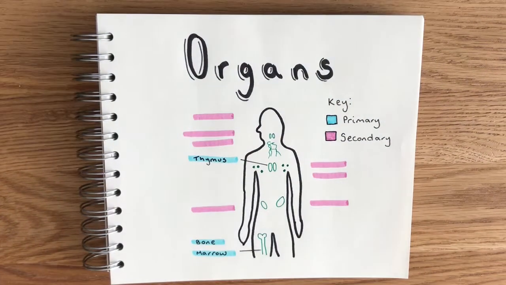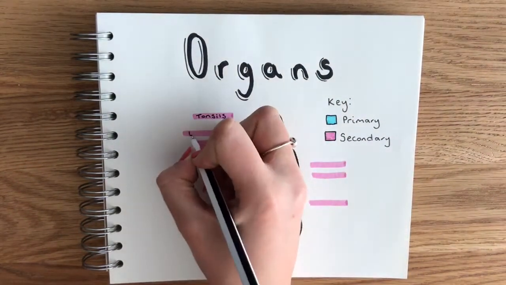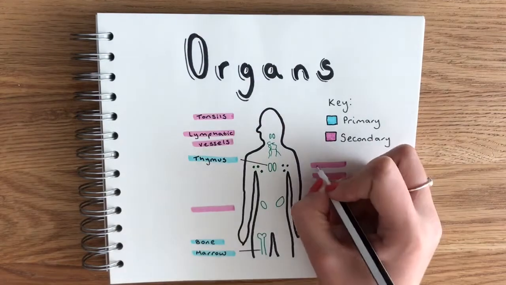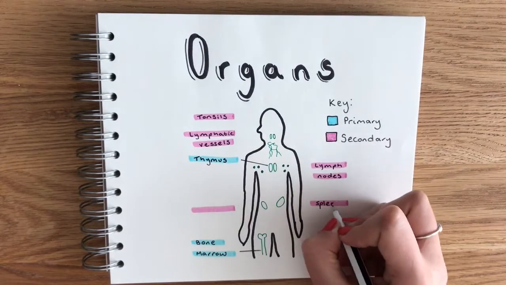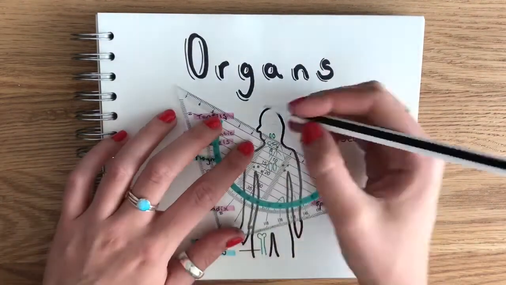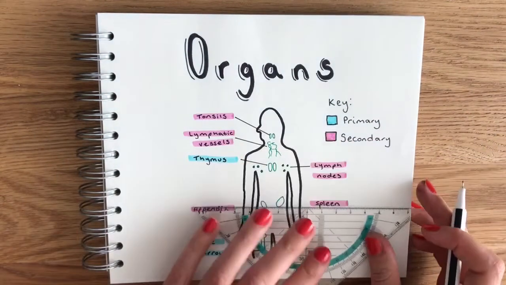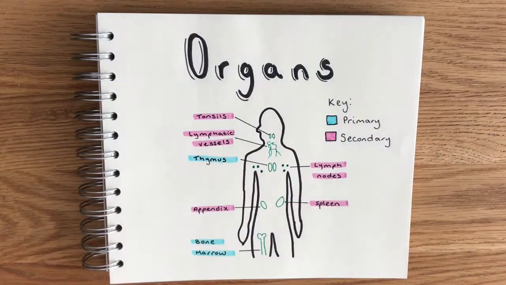The secondary lymphoid organs are our tonsils, lymphatic vessels, lymph nodes, spleen, and our appendix. And these organs are sites where immune cells often migrate to and become activated. So you've probably noticed when you get ill that you get swollen glands, and this is basically because our immune cells are travelling to these sites in order to try and pick up information about what kind of pathogen has infected us.